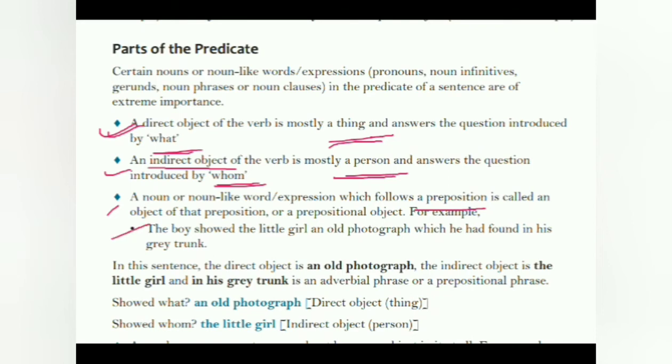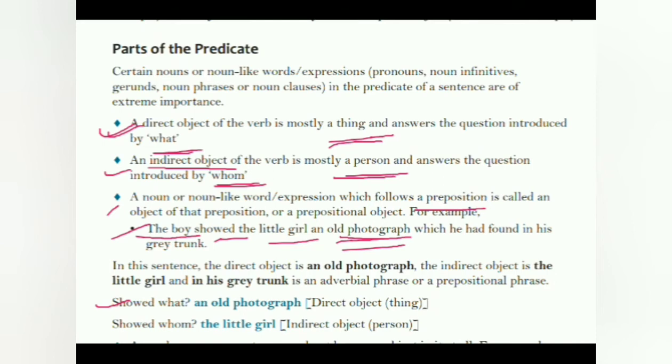The boy showed the little girl an old photograph which he had found in his grey trunk. Here the subject is the boy. Showed is the verb. Now the verb is showed. The action of showing is happening. What thing is the boy showing? An old photograph. So an old photograph is giving the answer of what? So it's a direct object.